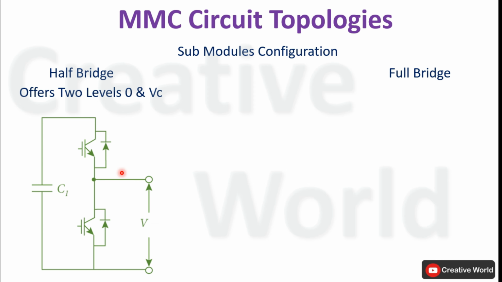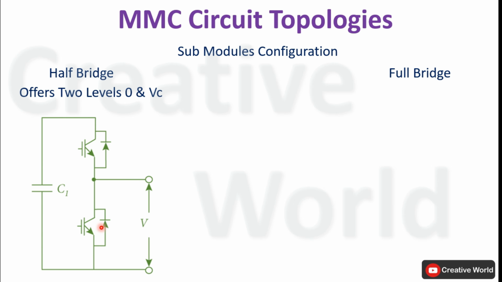Another point to keep in mind related to the half-bridge configuration is that out of these two switches, only one switch is active at a time. It means if this switch is active, in that case this switch should be opened, and whenever this switch is active, this switch should be opened. This is the very essential point of this configuration.